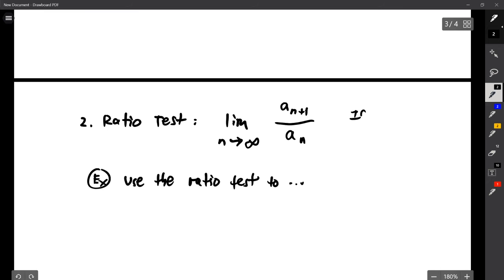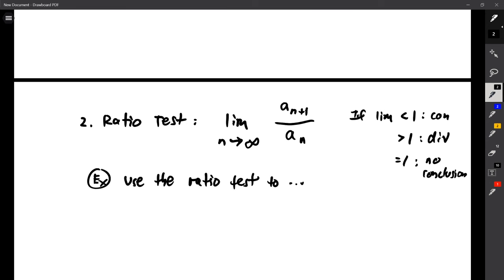If the limit is less than 1, then it's convergent. If the limit is greater than 1, then it's divergent. And if it equals 1, no conclusion. That is important information.